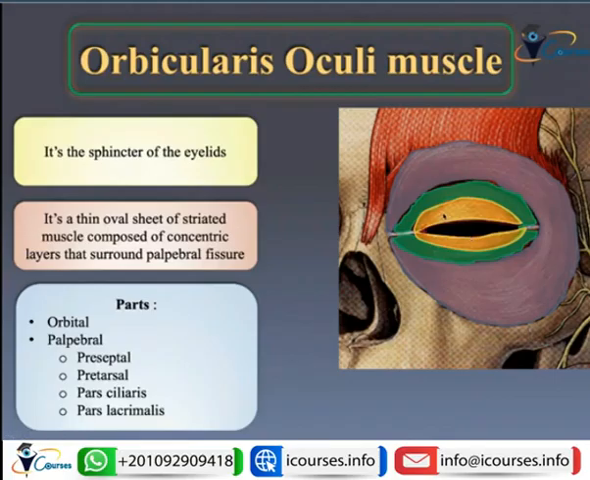Then we have a thin strip of muscle that is present in the lid margin, which is called the pars ciliaris, related to hair follicles. And we have a part that will include the lacrimal canaliculi at the medial part of the eyelid. This will be called the pars lacrimalis. So again, we have the orbital orbicularis oculi, and we have the palpebral orbicularis oculi. So the palpebral is divided into 4 parts: preseptal, pretarsal, and the pars ciliaris and pars lacrimalis.